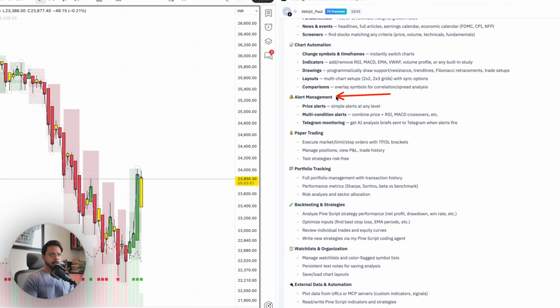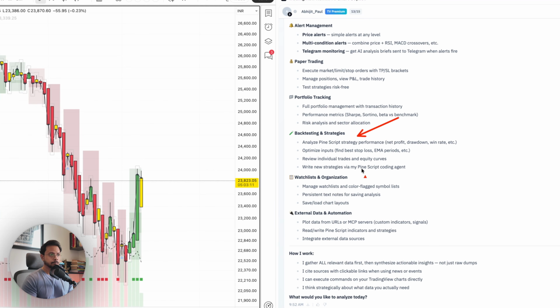Third is alert management. That is, do send me a notification once this stock crosses a certain price or certain indicator combination. That's alert. Paper trading: you will be able to execute a few orders and maintain some kind of paper trading to test out your strategy or setup. Portfolio tracking: full portfolio management with transaction history, performance metrics. So you can have your portfolio, create a watch list, and then you can type in to create detailed key performance indicators using Sharpe, Sortino, and compare my analysis with the benchmark Nifty 50 index. So stuff like that can be done.